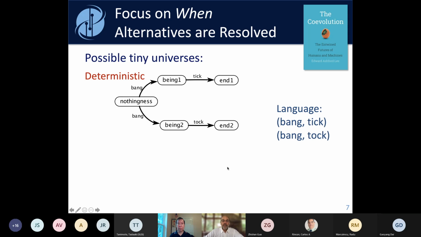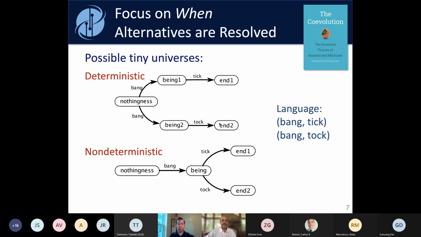So in this model, there's a little bang, not a big bang because it's a really small universe, and a being comes into existence, and that being can only do one thing. Well, there's two alternatives, but in its life, it only does one thing. It either ticks or it talks. Okay, so after the little bang, in a deterministic universe, it's already preordained. If it comes into existence along this upper path, it's going to tick. If it comes into existence along the lower path, it's going to talk.